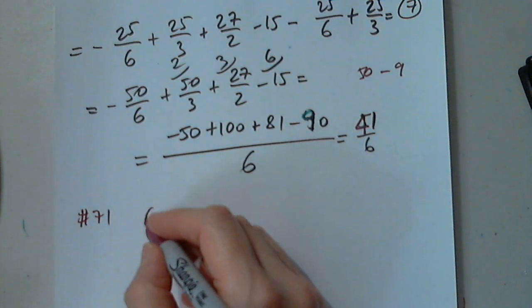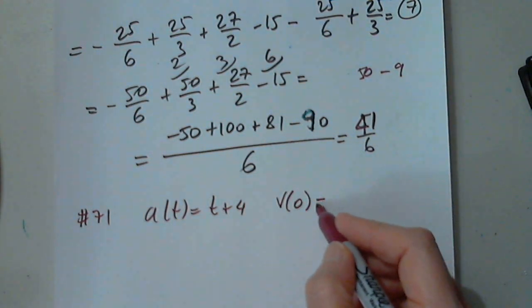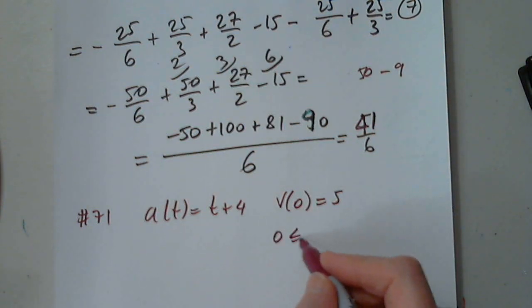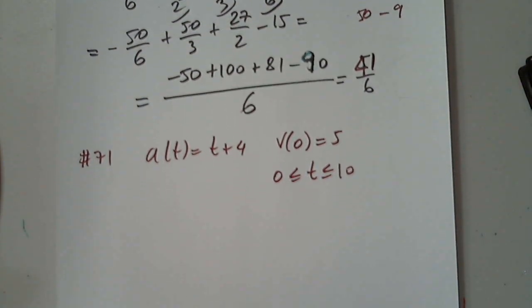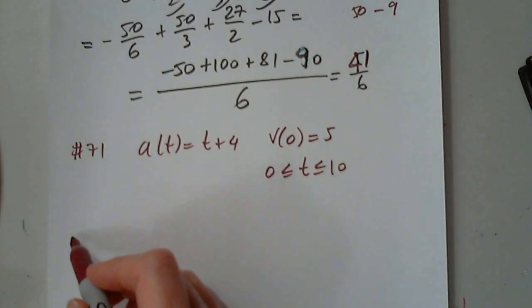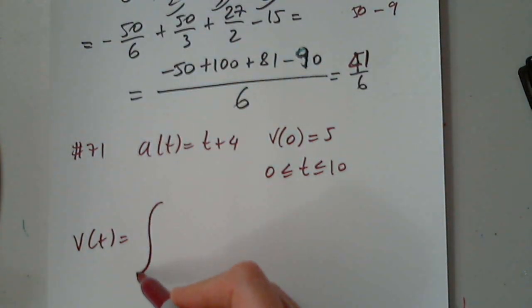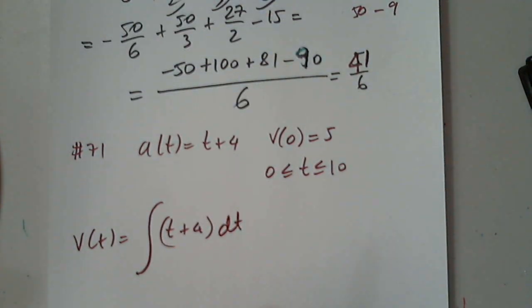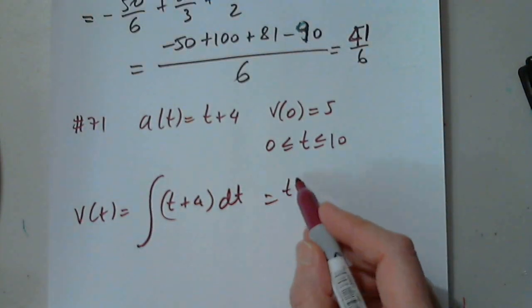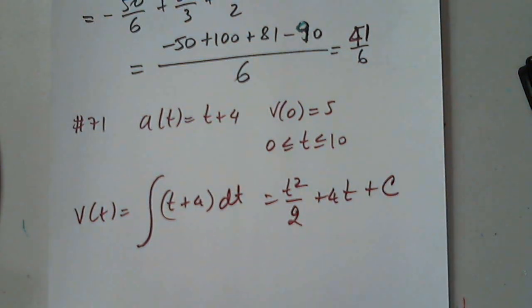Okay, so I have a of t equals t plus 4. I'm given that v of 0 is 5, and the given interval is this. First, they're asking us, of course, to find the velocity. So the velocity is basically the indefinite integral of t plus 4 dt, which we know, no problem, t squared over 2 plus 4t plus a constant c.